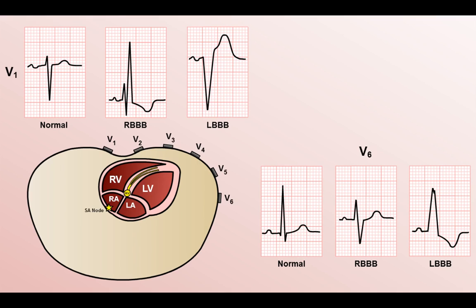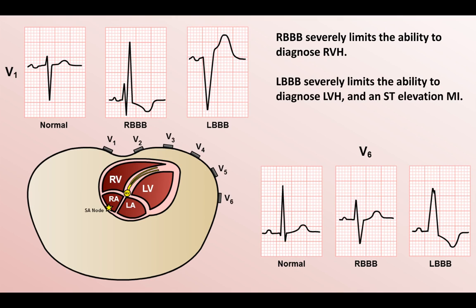You may notice that the appearance of right and left bundle branch blocks can be similar to some other pathologies. So for example, a tall R wave with an inverted T wave in V1 can be helpful in diagnosing right ventricular hypertrophy. Since we can no longer use this finding in a patient with right bundle branch block, its presence severely limits the ability to diagnose RVH. For similar reasons, a left bundle branch block limits the ability to diagnose LVH, as well as an ST elevation MI, as left bundle branch block is associated with severe secondary repolarization abnormalities, including marked ST elevations in V1 and V2, as demonstrated here.